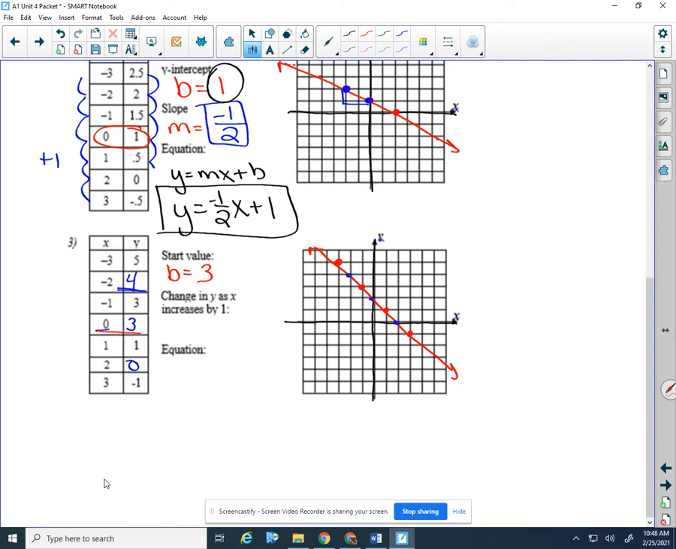Remember, when x is 0. Our slope, change in y as x increases by 1. Well, it looks like it's going downhill, so that means we have to have a negative slope. I don't know why I just put a 1 there. We have to have a negative slope. And let's take a look at these numbers. The x's are always going up by 1s. My goodness.